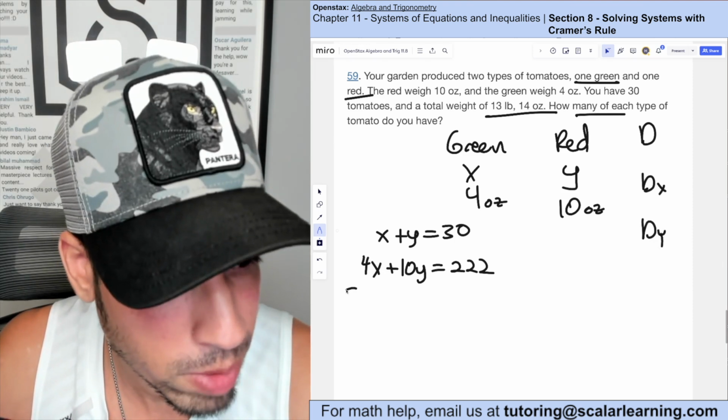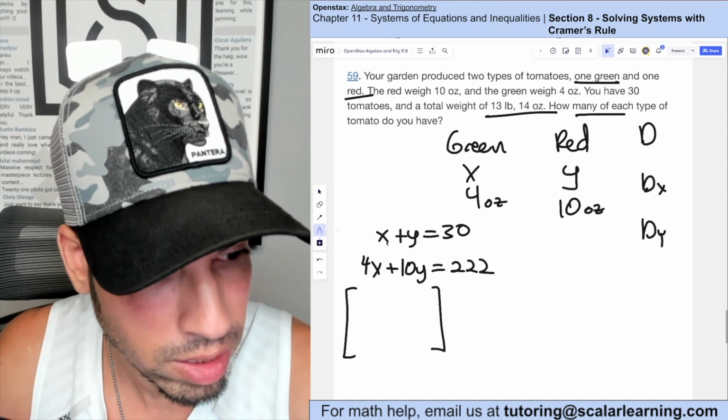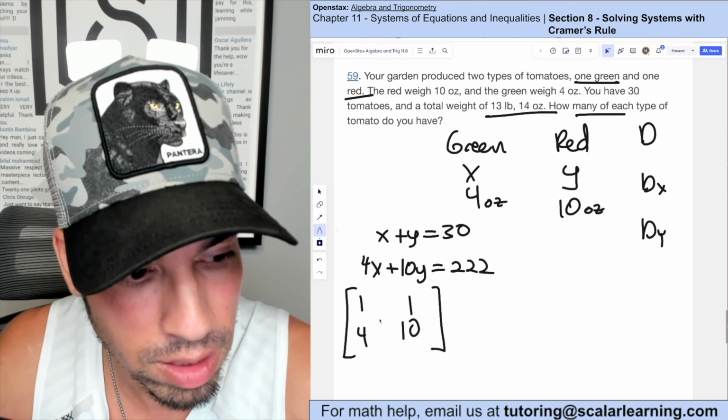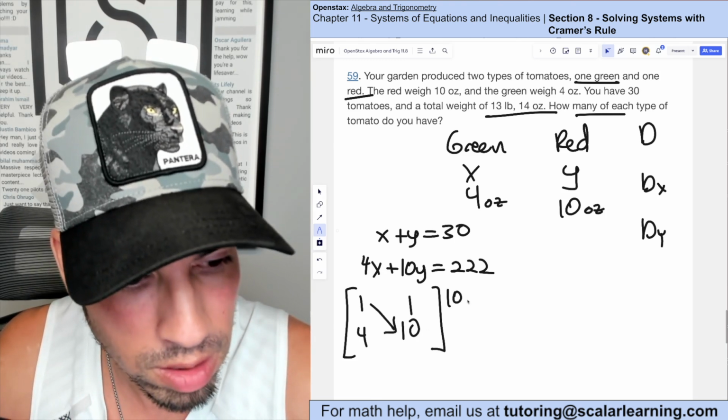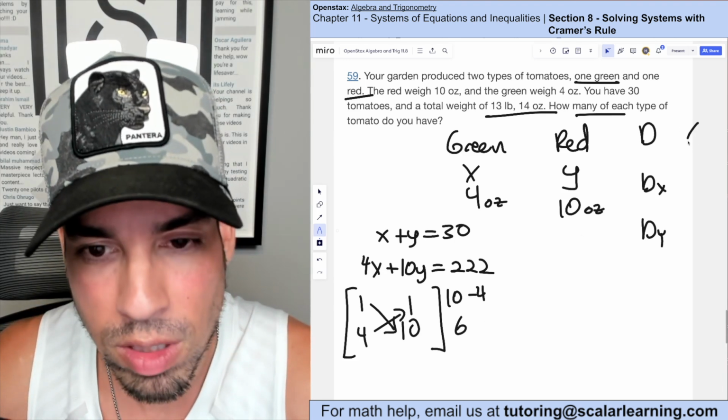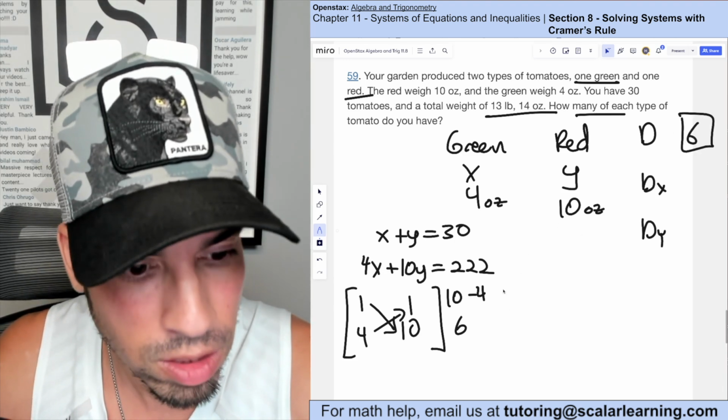Okay, let's set up the first matrix to get d, and we're just going to take these nice coefficients here. For the x's, 1 and 4. For the y's, 1 and 10, and let's get the determinant. 1 times 10 is 10, minus 4 times 1 is 4, which gives us 6. So d is 6. Now let's do dx.